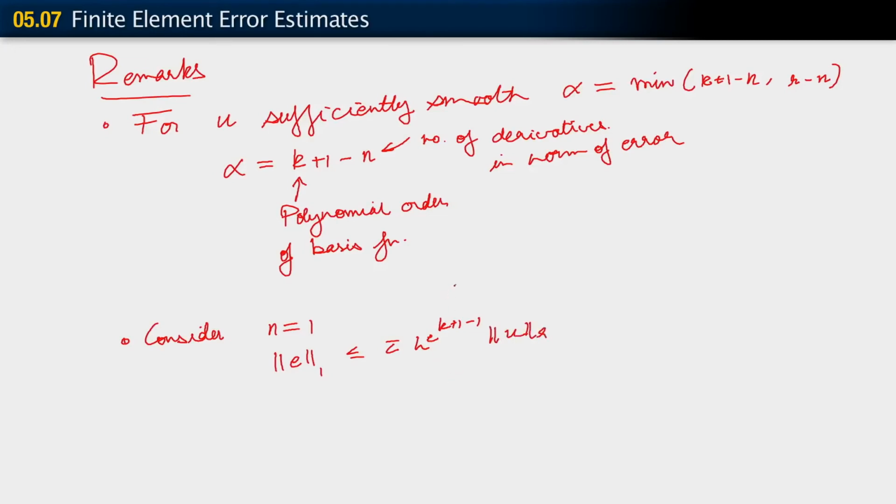Okay? So it is saying that if we are looking at the H1 norm of the error, basically we're trying to look at the error itself and its derivative, right? It converges at the rate of k, our polynomial order. So for linear basis functions, for k equals 1, the error in the 1 norm is bounded by C bar HE.